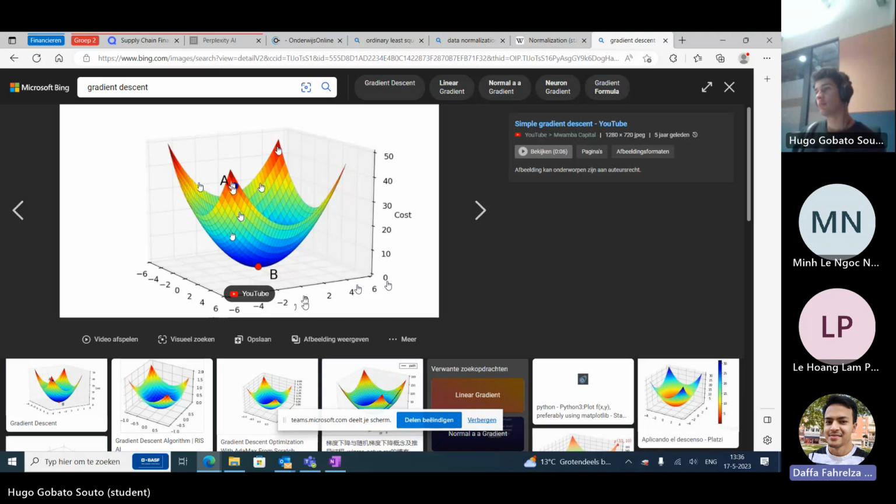What does the color actually mean? So the color here is just showing that the closer to red, the higher the cost. The closer to blue, the lower the cost. It's just to make the visualization easier.